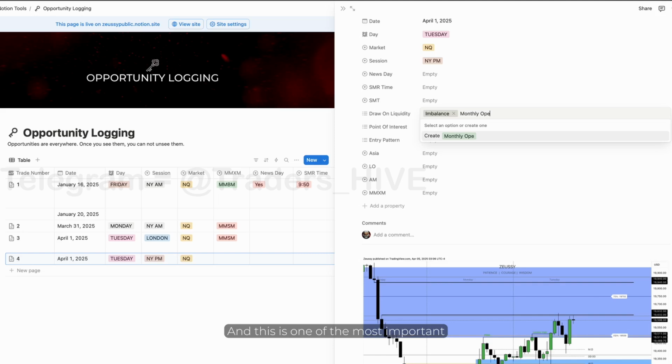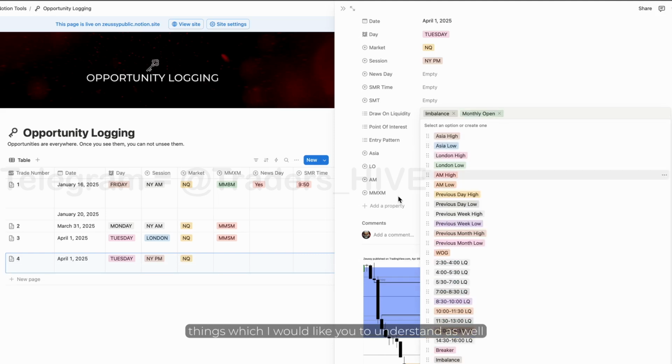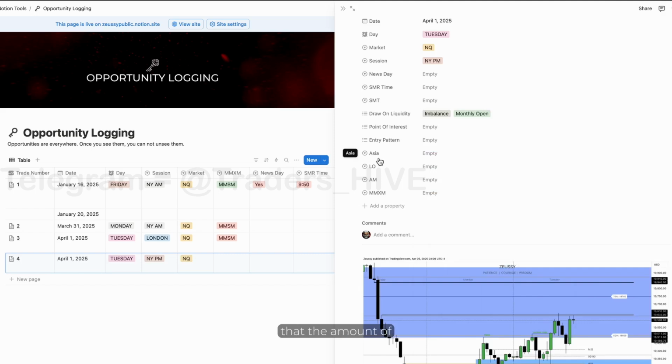And this is one of the most important things which you would like to understand as well when you go about logging these charts, is that the amount of variables which you have at first within this database will increase as you proceed. And therefore, when I created this database at first, I simply put in the most simple variables. But as you go through the charts, please feel free to add more and more to them.